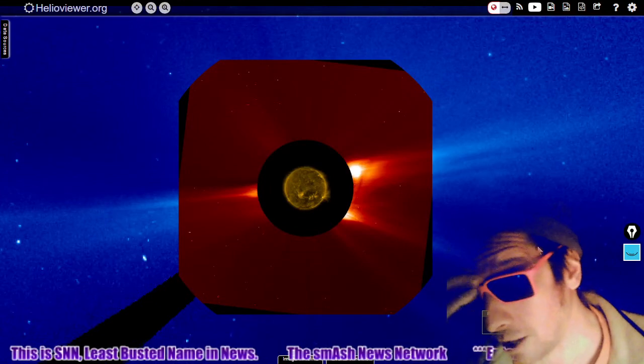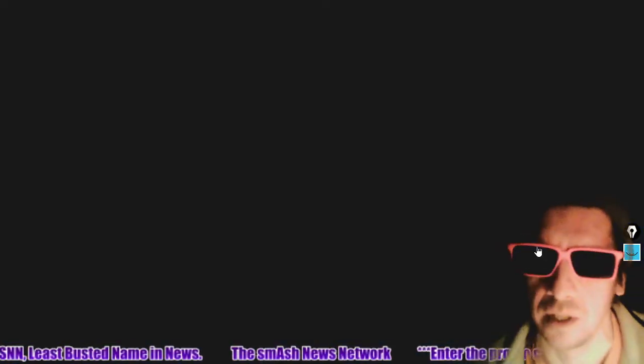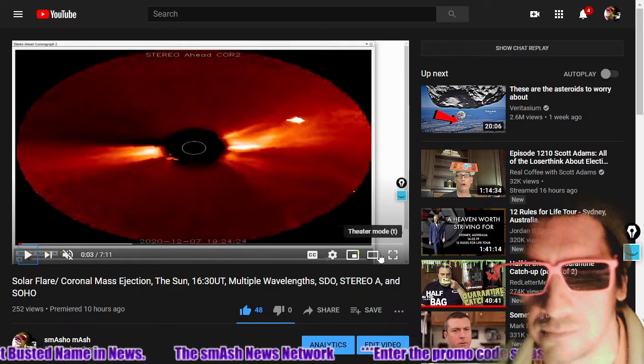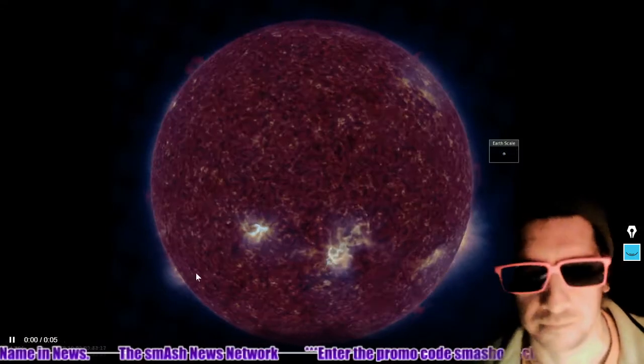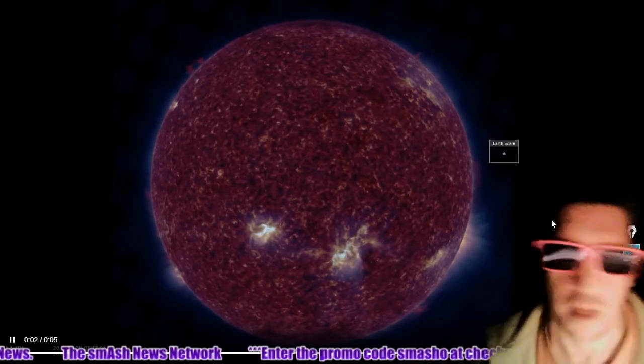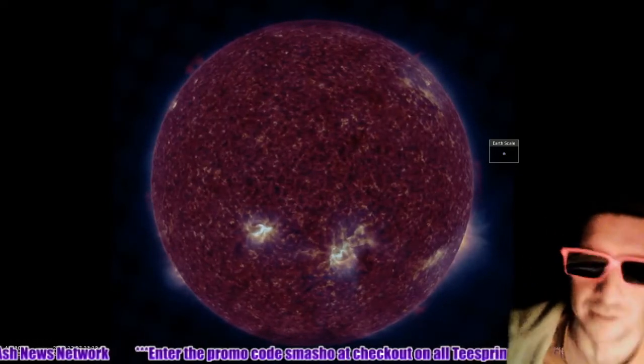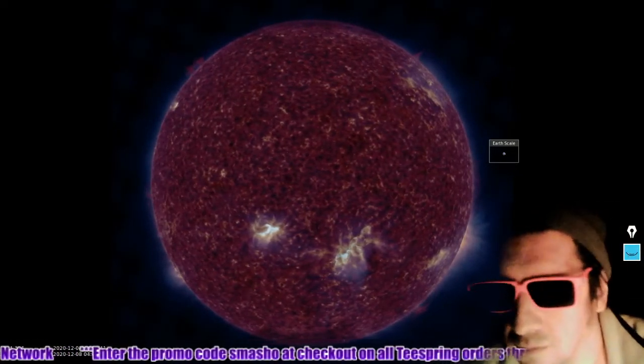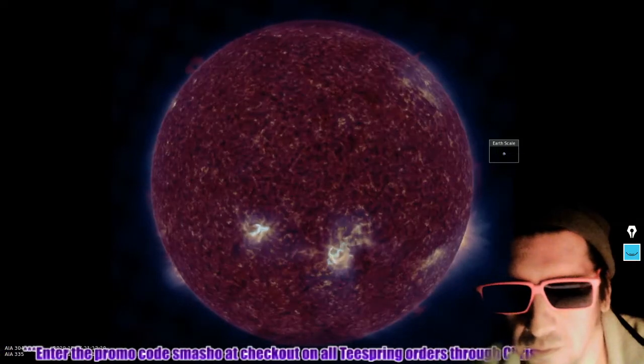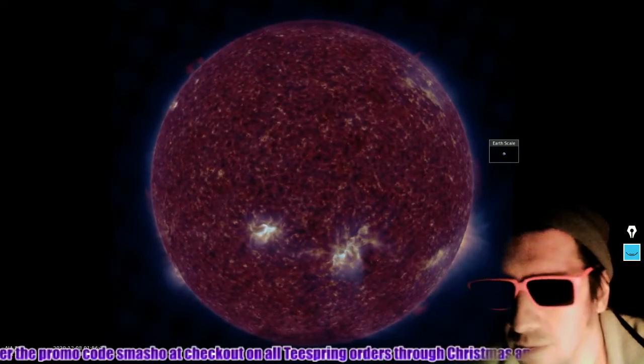We've got some great HelioViewer movies today also. Here's one of them. This is 304 angstroms and 335 angstroms composite. And that's what gives it that purple color.